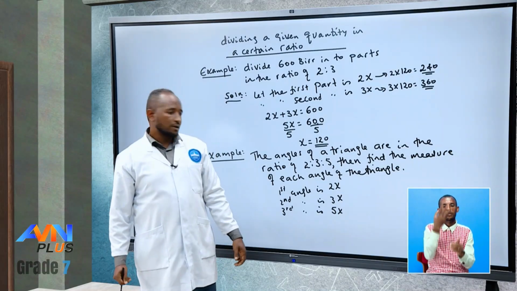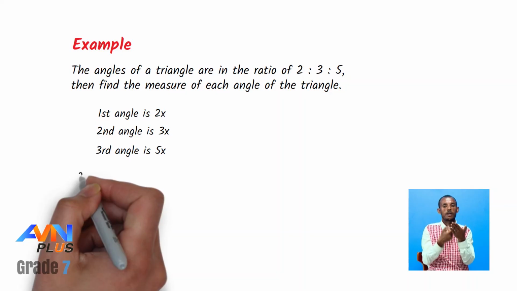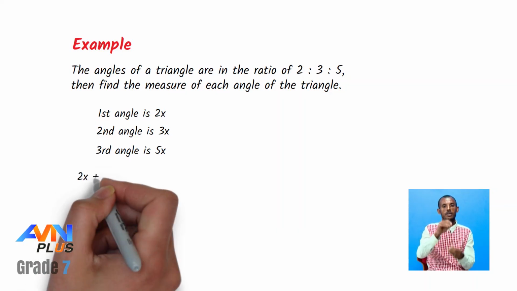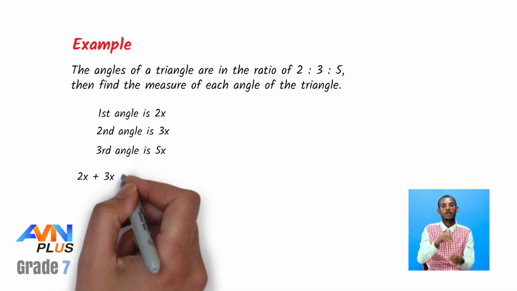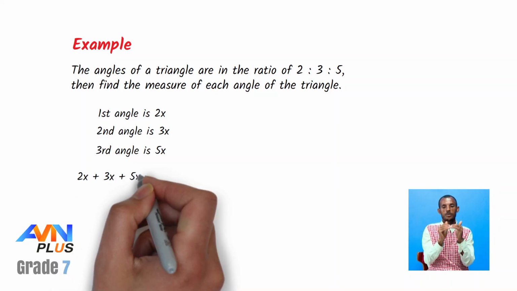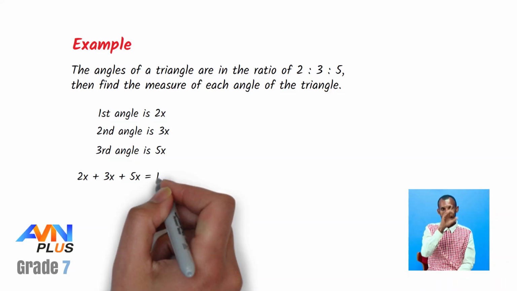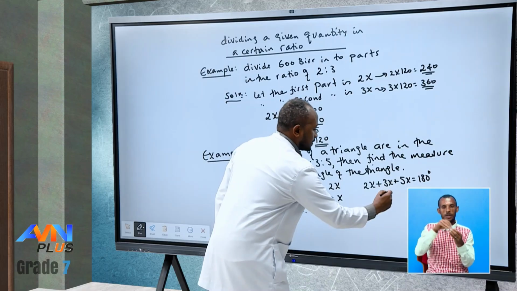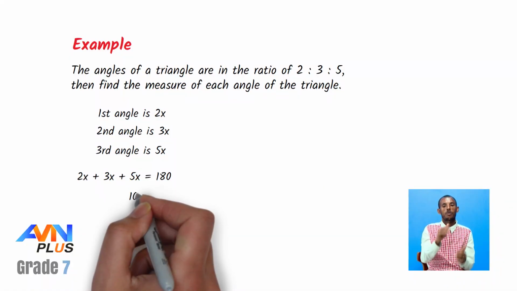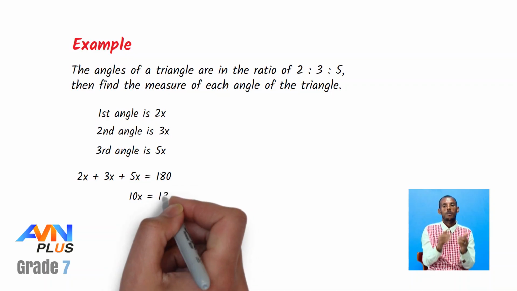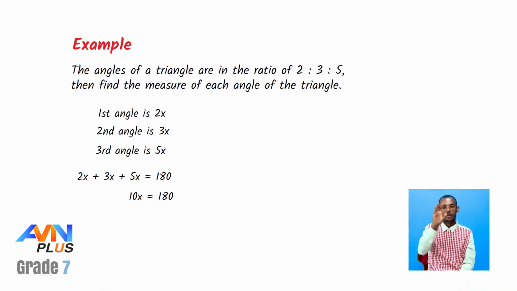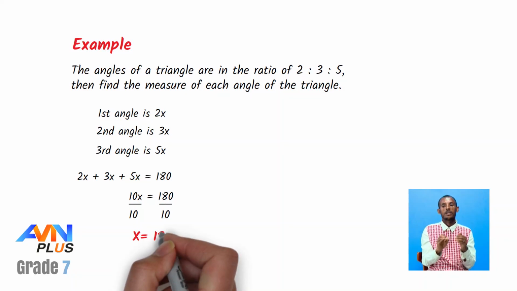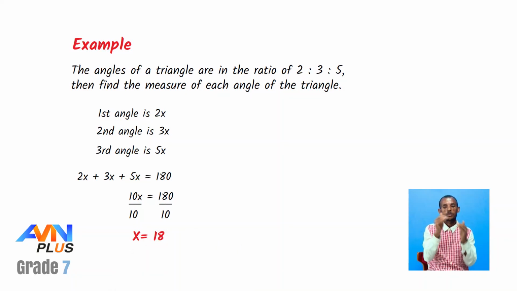From the angle sum theorem, you know that the sum of interior angles of a triangle is 180 degrees. Therefore, 2x plus 3x plus 5x is equal to 180. So 2x plus 3x plus 5x is 10x, which is equal to 180. Divide both sides by 10 and this cancels out. x is 18. So, once we have found x, we can calculate each angle.